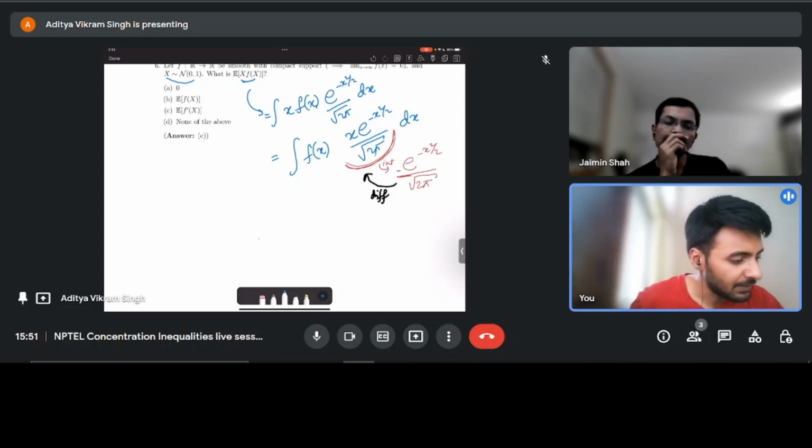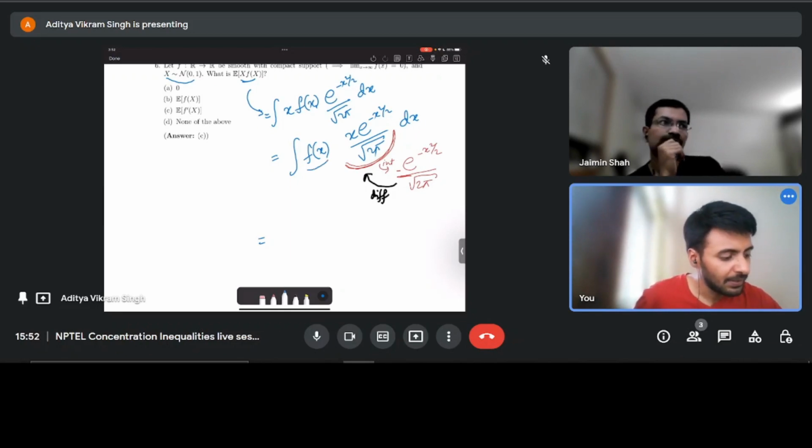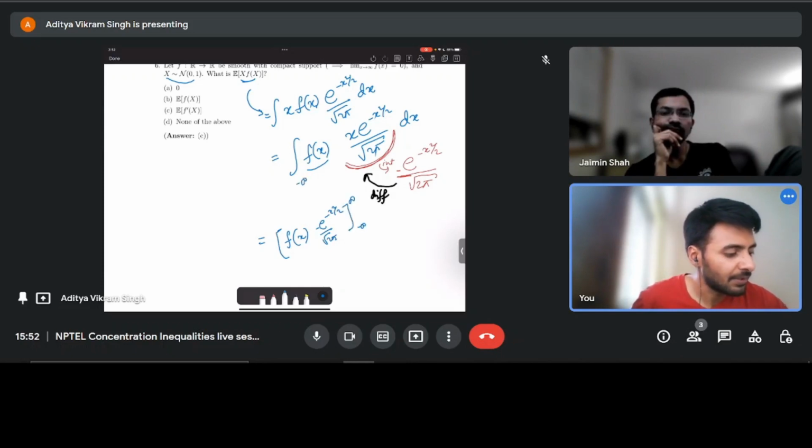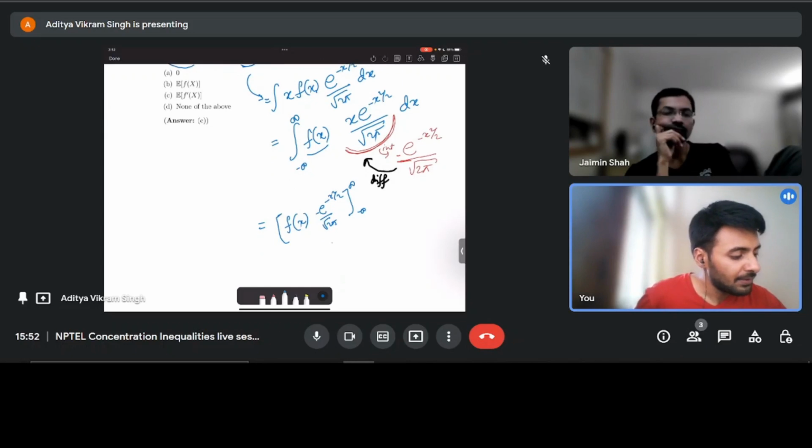So now we use integration by parts. The integral of one quantity times the other is: write the first quantity as it is and integrate the second quantity, which is minus e^(-x²/2) / √(2π), and take the limits of integration from minus infinity to infinity. Then minus the integral of the derivative of the first part times the integral of the second part, which is minus e^(-x²/2) / √(2π) dx.